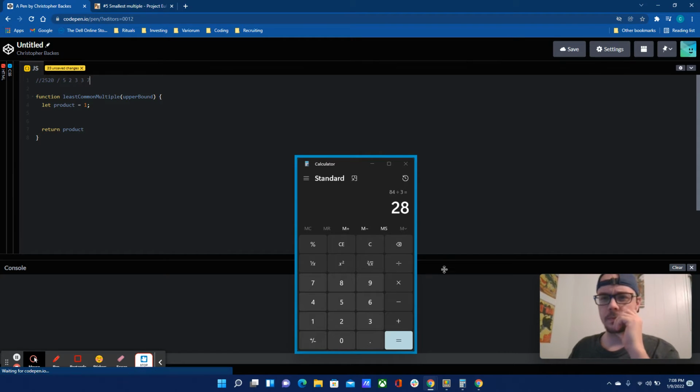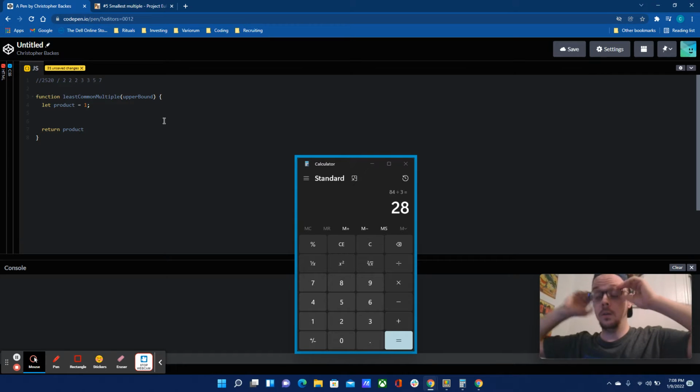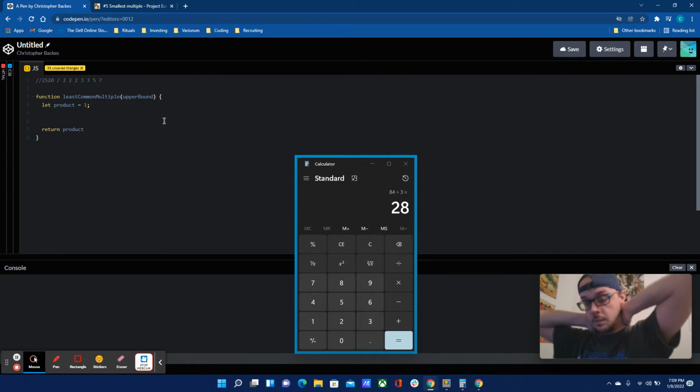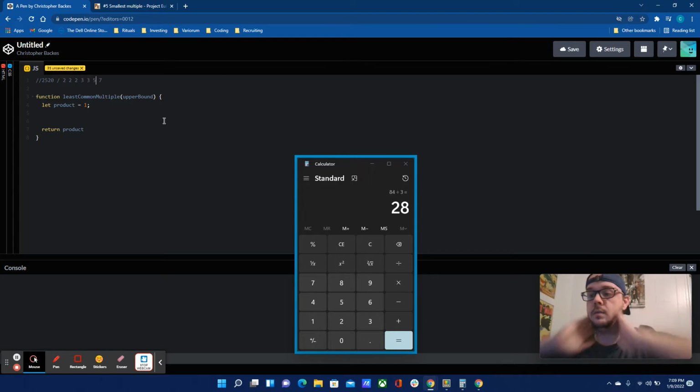Then you're left with 4, which is divisible by 2 twice. So what do we have here? Let's go ahead and rearrange these. 2, 2, 2, 3, 3, 5, 7. What do 2, 3, 5, and 7 all share? They are all the prime numbers that are in between 1 and 10.